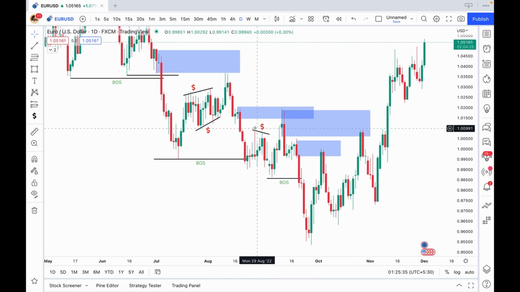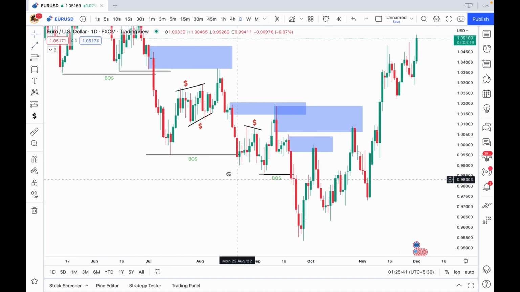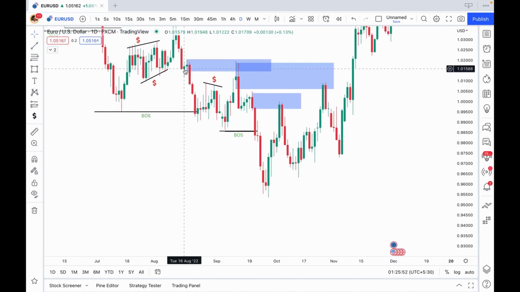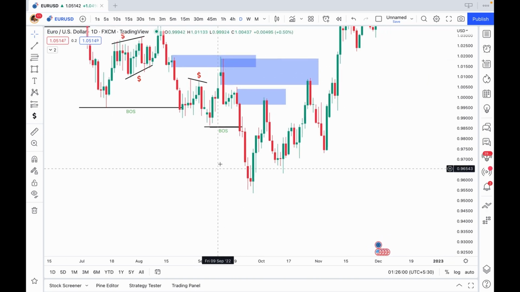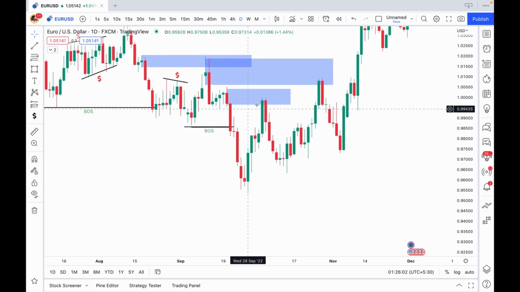So what is this doing? It is sweeping liquidity. It is inducing these highs and then going to the downside. Okay, again break of structure. So basically, price fulfilled the imbalance and then goes to the downside. So what is price doing here? It is fulfilling the imbalance and then going to the downside. Again, what is this doing? It is fulfilling the imbalance and then going to the downside.